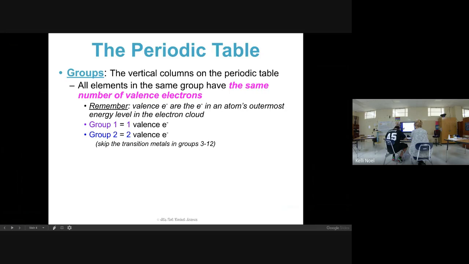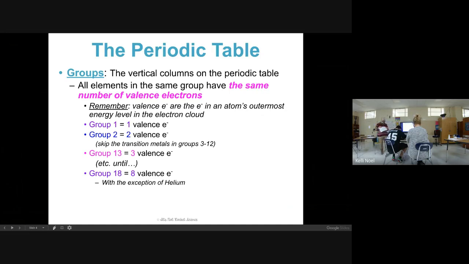Okay? Then we're going to skip over to 13 here, which on yours is 3A. This is 3 valence electrons. And then it keeps going 4, 5, 6, 7 until you get to group 18 or 8A, which is 8. Except helium. Helium is in group 18, or 8A, because it's stable, but it only has 1 energy level and only 2 valence electrons. It makes it stable, so it's a little bit different. It's an exception.